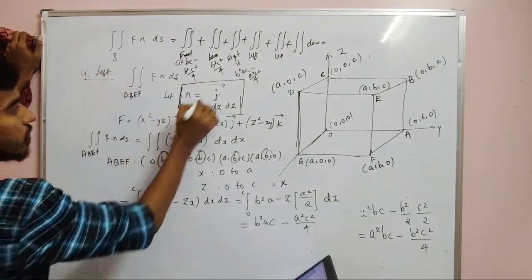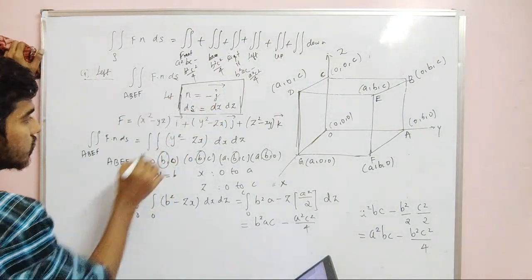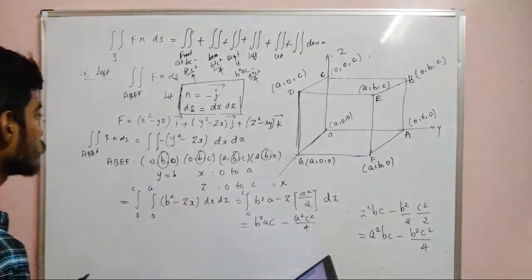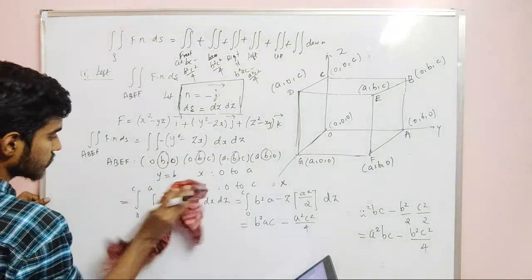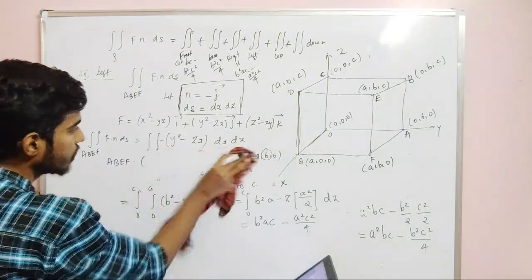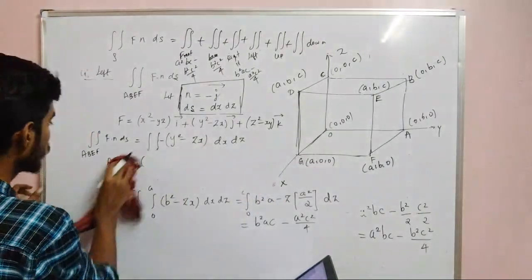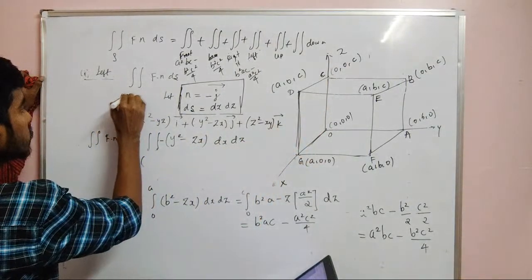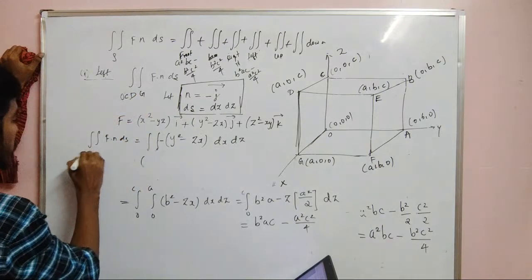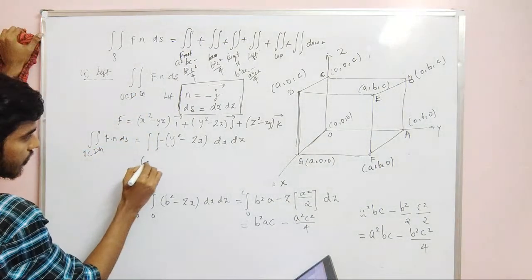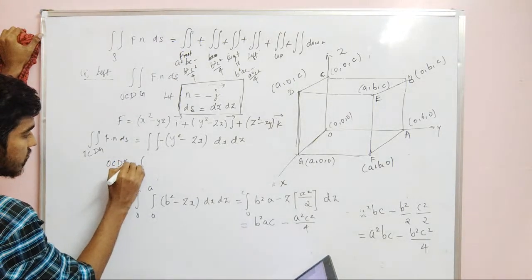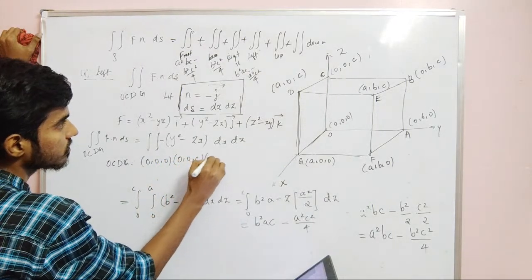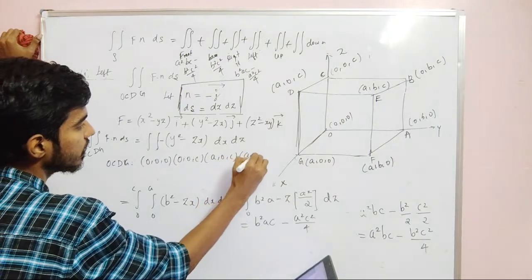So left is minus j, this will be minus of y square minus zx, because we have minus j. We need to find limits now. So the left hand side is OCDG. O is (0, 0, 0), C is (0, 0, C), D is (A, 0, C), and G is (A, 0, 0).